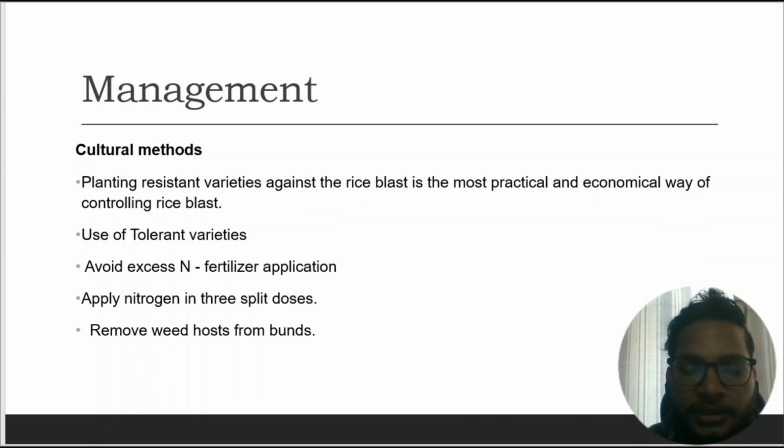Talking about the management, first is the cultural method: using resistant varieties. Using resistant varieties against rice blast is the most economical way of controlling rice blast. Use tolerant varieties, avoid excess nitrogen fertilizer application, apply nitrogen in three split doses, and remove weed hosts from the bunds because weeds act as hosts for the pathogen.